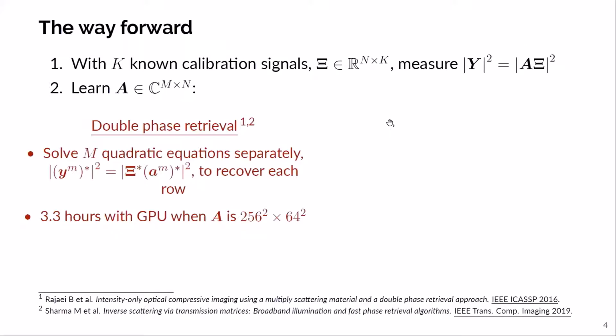And there's an existing method to do this, and this is called double phase retrieval. Here, basically, if A has m rows, we solve a quadratic equation and recover each row of A separately. And there are GPU implementations of this double phase retrieval method, and for a matrix of size 256 squared by 64 squared, it takes about 3.3 hours on a GPU.